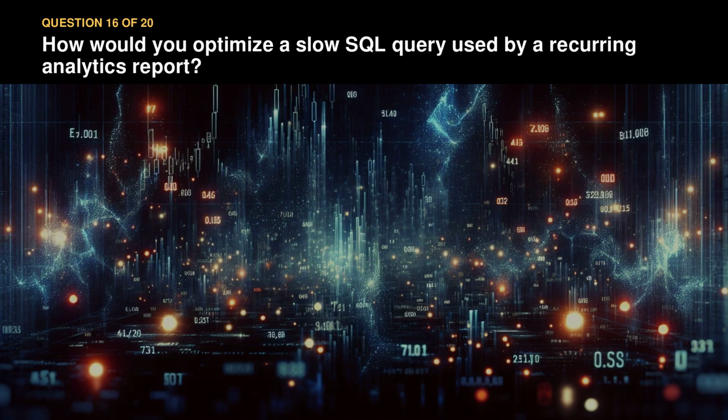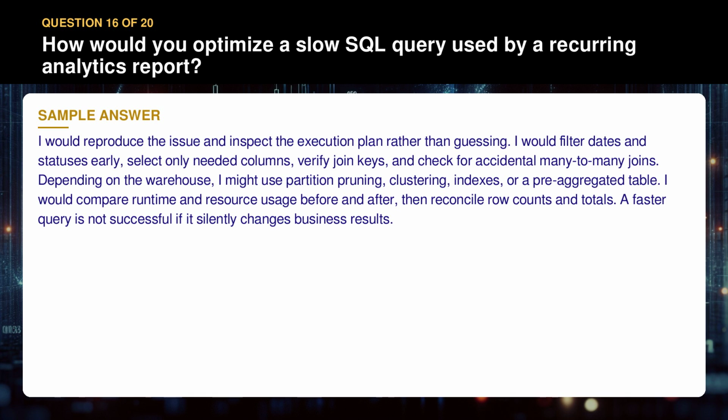Question 16. How would you optimize a slow SQL query used by a recurring analytics report? I would reproduce the issue and inspect the execution plan rather than guessing. I would filter dates and statuses early, select only needed columns, verify join keys, and check for accidental many-to-many joins. Depending on the warehouse, I might use partition pruning, clustering, indexes, or a pre-aggregated table.